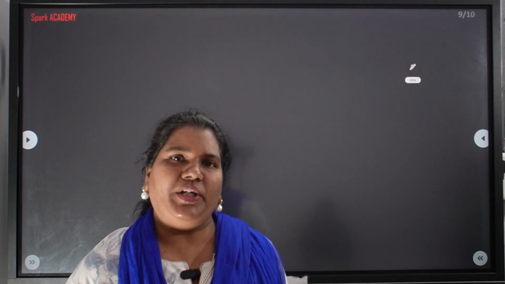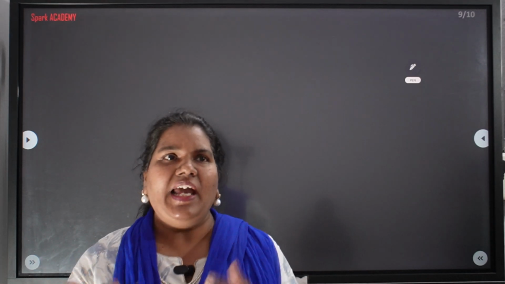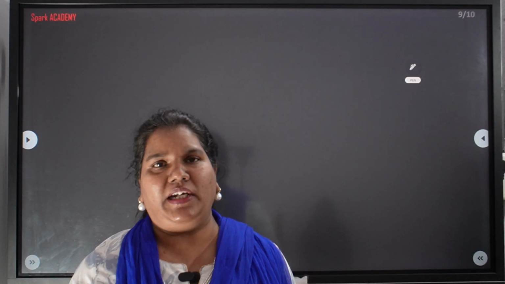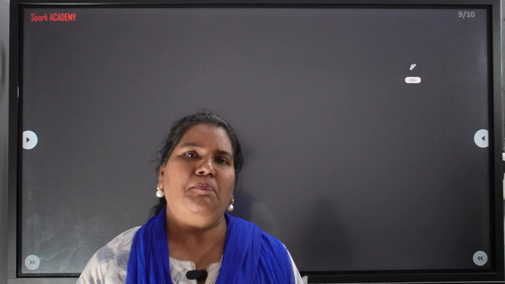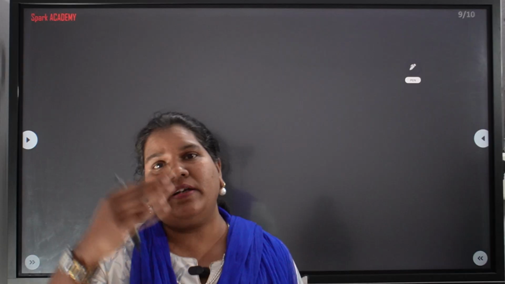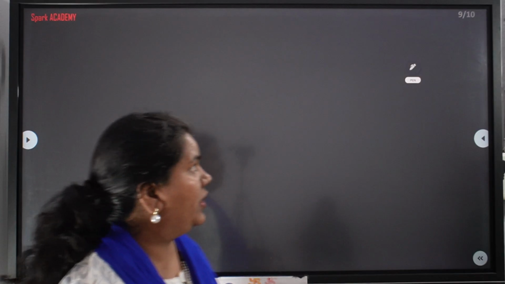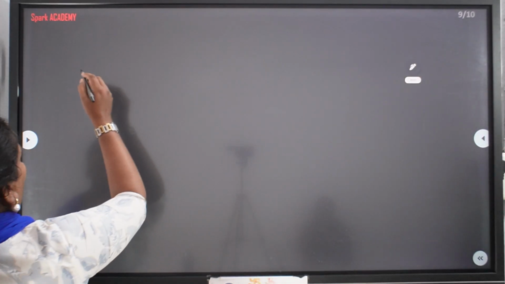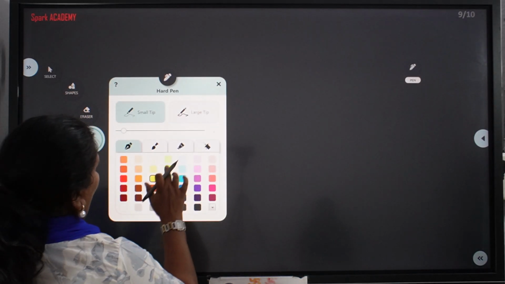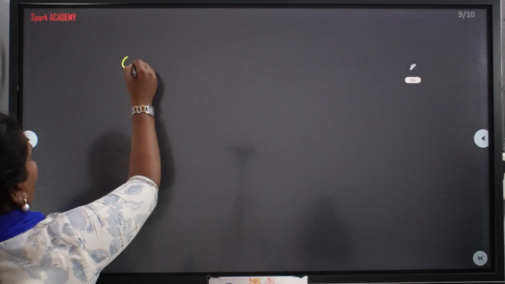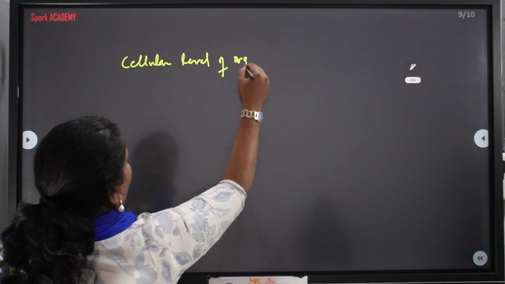Now we will start with what are the levels of organization in animals. Levels of organization means how, in the animal kingdom, do you find animals? We find animals from simple to complex. That means how is the body in simple animals, and how is the body organization in complex animals, right? That is what we will learn. So let's go from simple to complex. The first simple level is the cellular level of organization.